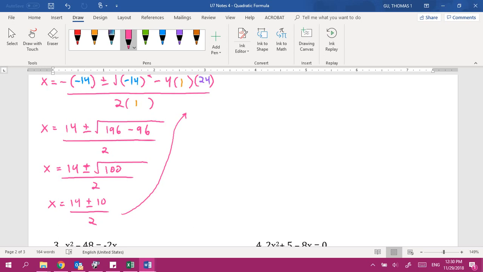2. Because 2 can go into all of these numbers. So if we can just divide all of the numbers by 2, then we have x equals, what's 14 divided by 2? 7 plus or minus 5. Right, and it would be over 1, but there's no point writing over 1, right? That doesn't change anything. Okay, so these are my two answers, and we got x equals 7 plus or minus 5.